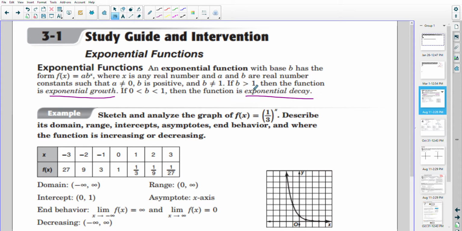It's a growth if b is greater than 1, and it's decay if b is between 0 and 1, which makes sense because if it's greater than 1, this is going to be increasing, and if it's between 0 and 1, like a half, raising that to an exponent means it's going to be decreasing as x increases.